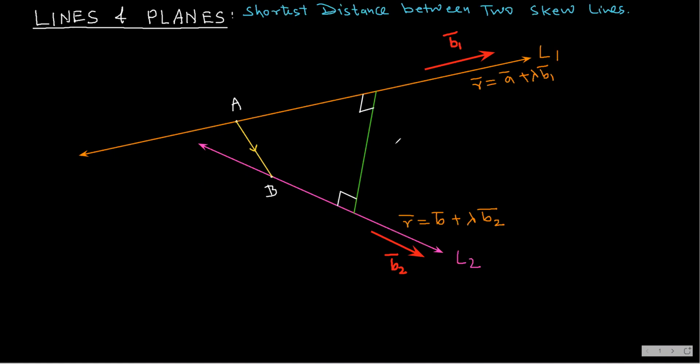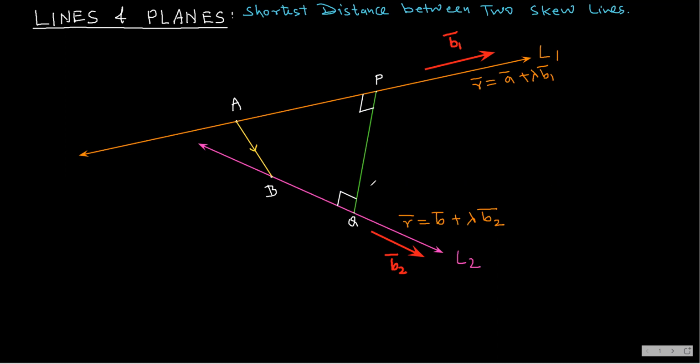See, this is what I mean. Along PQ, this PQ is the shortest distance between the two lines. Segment PQ is perpendicular to L1 at point P, and it is perpendicular to L2 at point Q. There are infinite points on both the lines, and if you join any two points, the segment may not be perpendicular, but if it is perpendicular, then that segment length is the shortest distance.